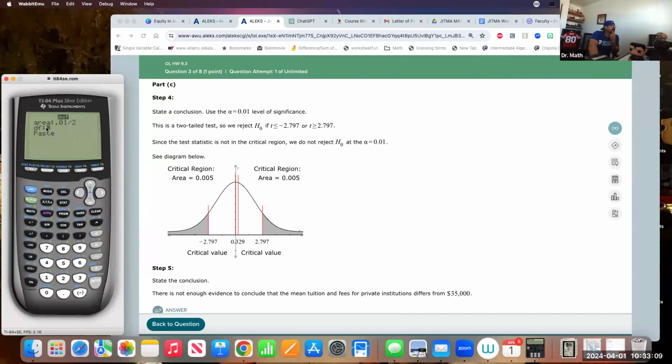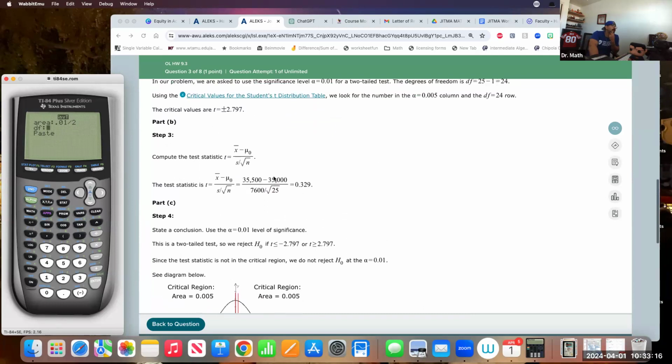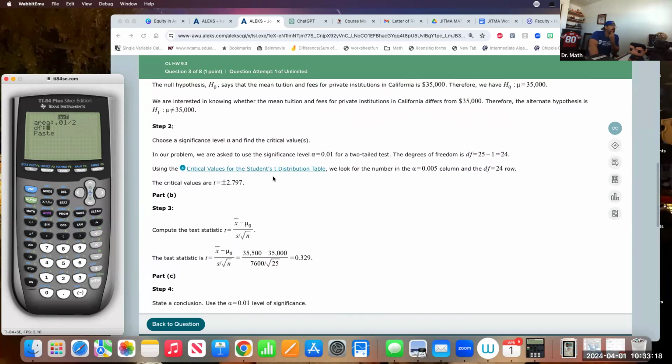So the degrees of freedom, that's always n minus 1. So we had a sample size of 25 private schools, right? So our degrees of freedom is 25 minus 1, so 24. And then we hit paste. All right. And that's going to give us the negative 2.797, just like they have here.